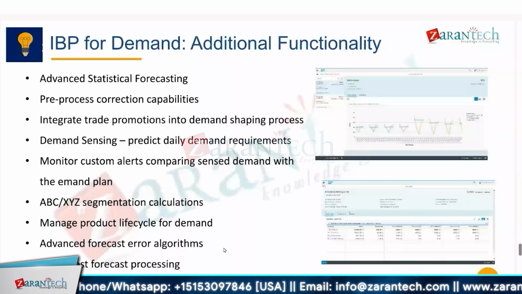The next one is ABC and XYZ segmentation calculation. This is an extremely urgent and important topic, the ABC analysis or XYZ analysis. Do you do the ABC or XYZ analysis or segmentation in your organization, Webo, Victoria?